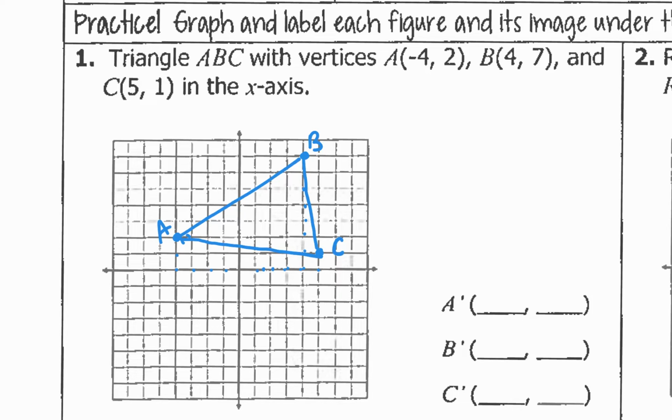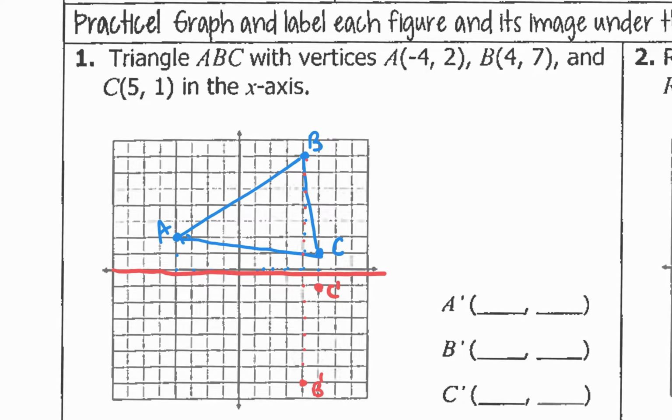We are going to reflect triangle ABC over the x-axis. And so I'm going to draw my mirror here. Here's a mirror. And we know that C is 1 unit away in the y direction. So here's C prime. B prime is 1, 2, 3, 4, 5, 6, 7. So this is B prime.